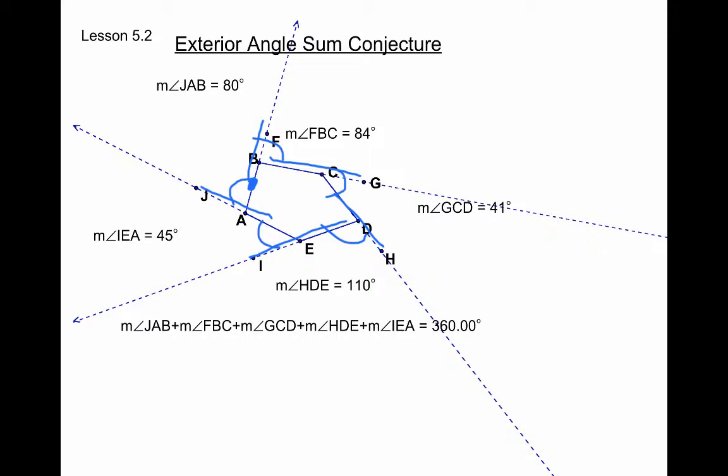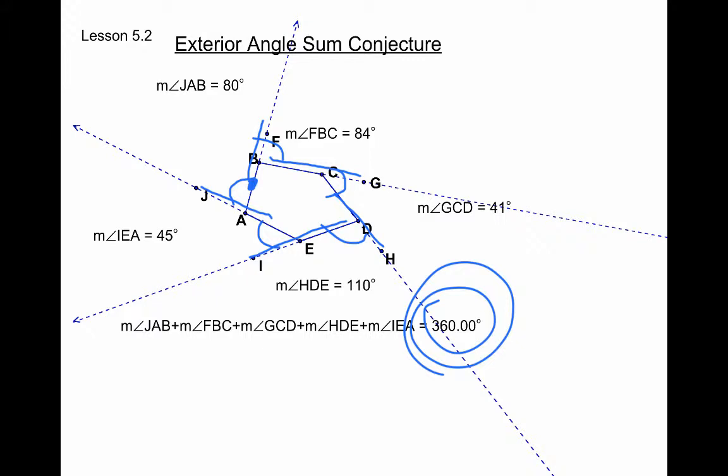And anytime you turn completely around, you've rotated 360 degrees. So no matter how many sides that polygon has, if you walk all the way around it, you will turn 360 degrees around. So our sum of those angles will always be 360 degrees.